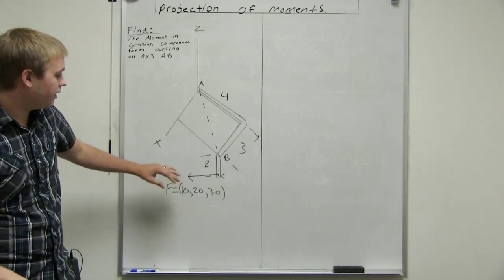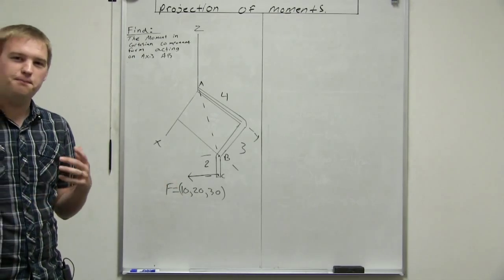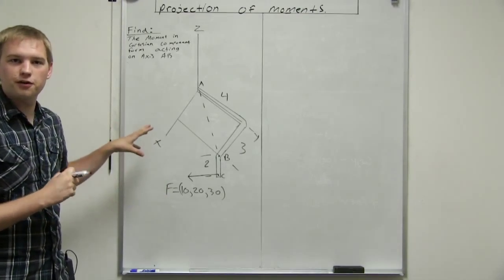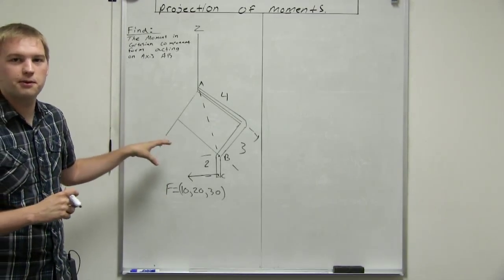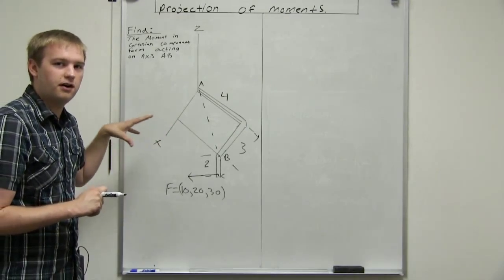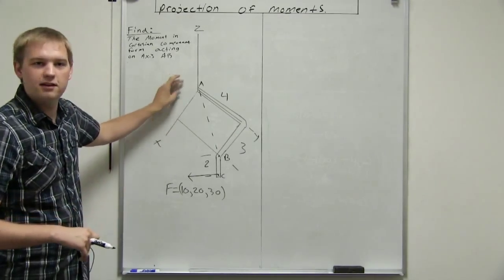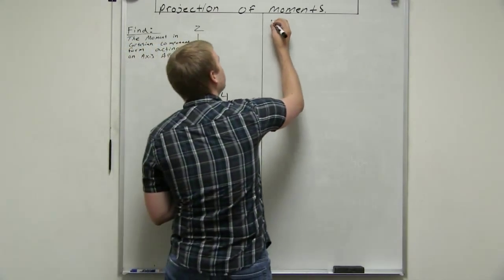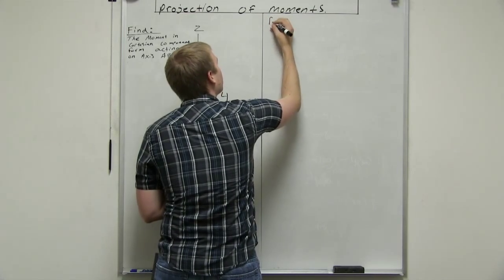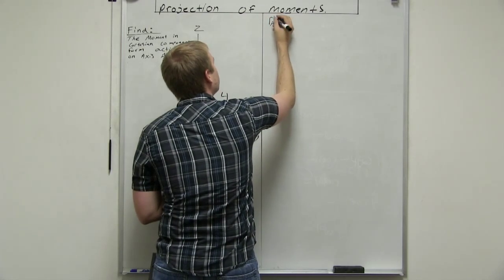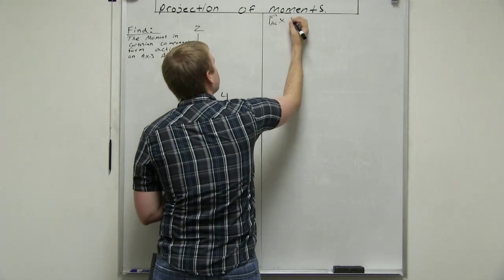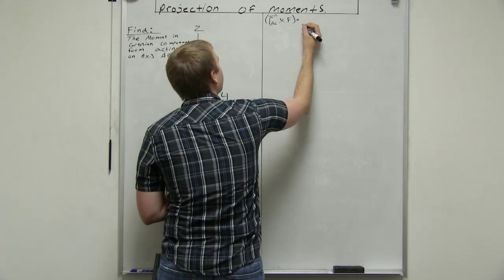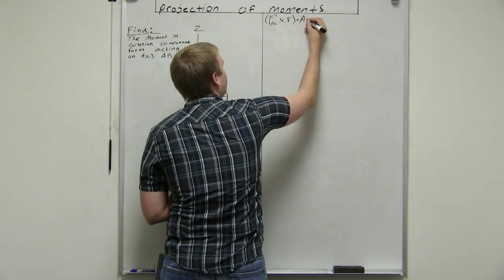So, looking at our problem, I'm just going to write out the basic form of what we're going to do. So, to find a moment first, we'll use a cross product. And we always use R cross F, right? To make this nice and easy, I'm just going to use point A. Okay, so we have R_AC crossed with our force. Then we're going to dot that with our axis AB.